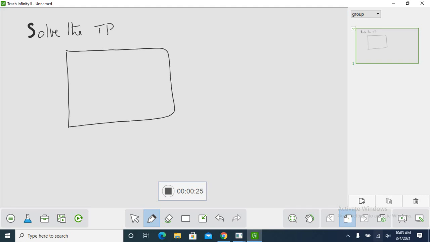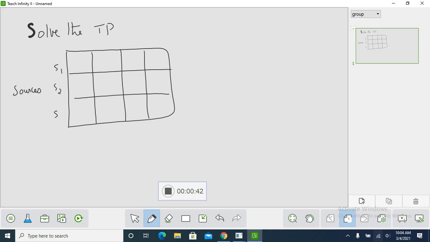The problem is a 3 cross 4 problem. So we have 3 rows and 4 columns. The rows correspond to the sources, named S1, S2 and S3. The destinations are named B1, B2, D3 and D4.